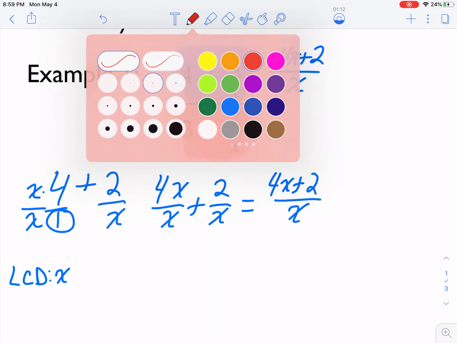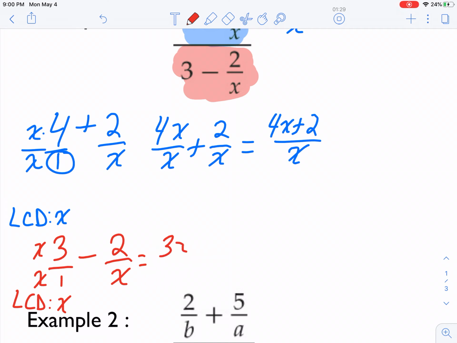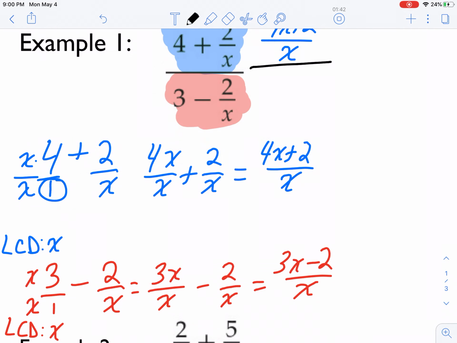Now let's look at my red. I've got 3 minus 2 over x. Again, this can be written over 1. So again, adding and subtracting rational expressions, my LCD is x, because of 1 and x. I need to multiply top and bottom by x, which gives me 3x over x minus 2 over x, which is 3x minus 2 over x. So now I have my red portion done also. I got that simplified to be 3x minus 2 over x.